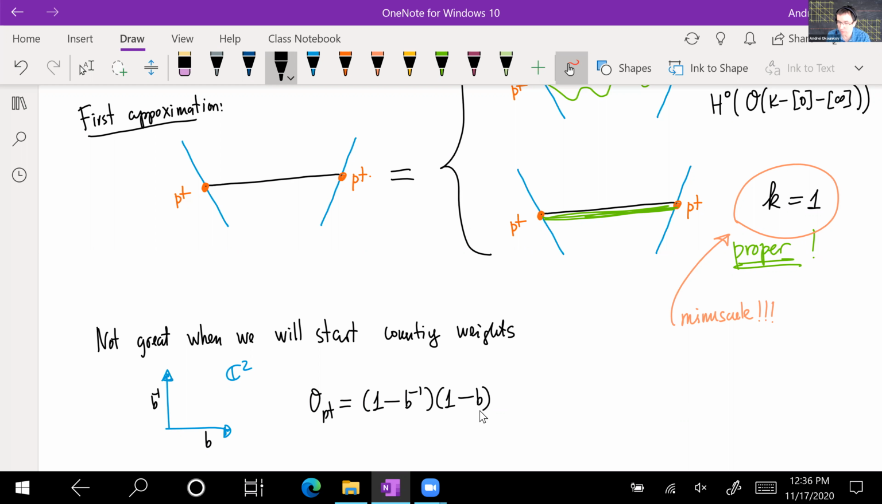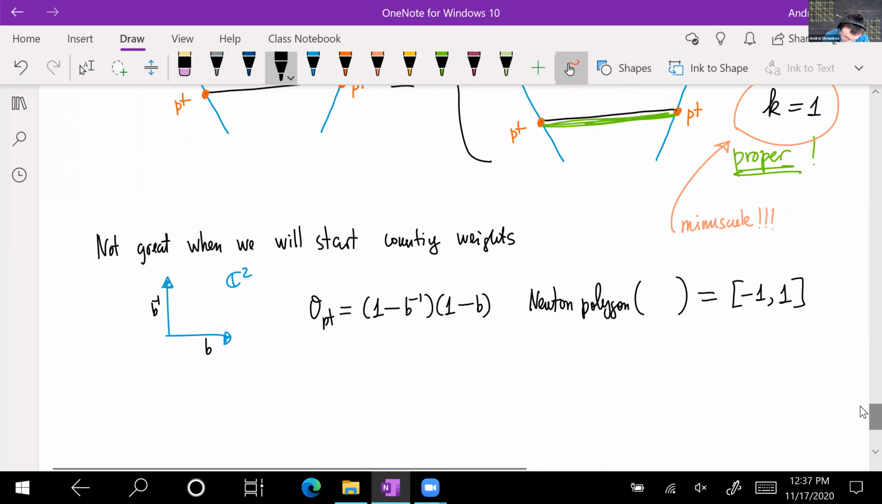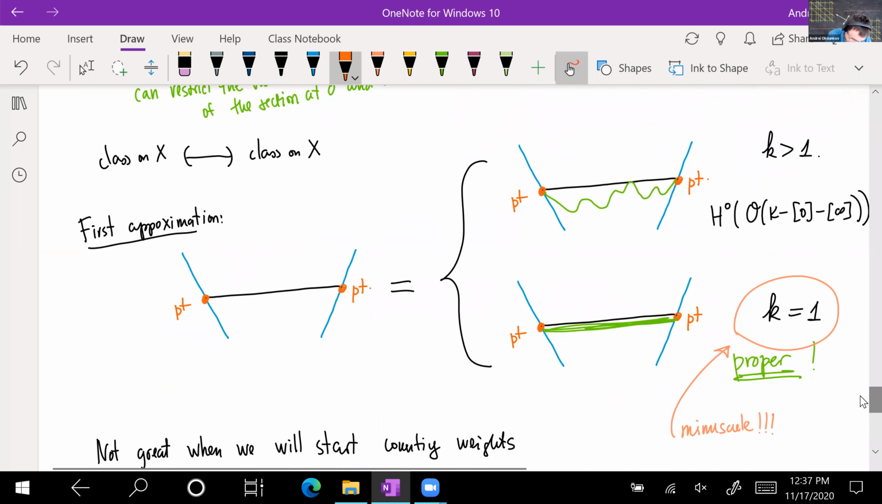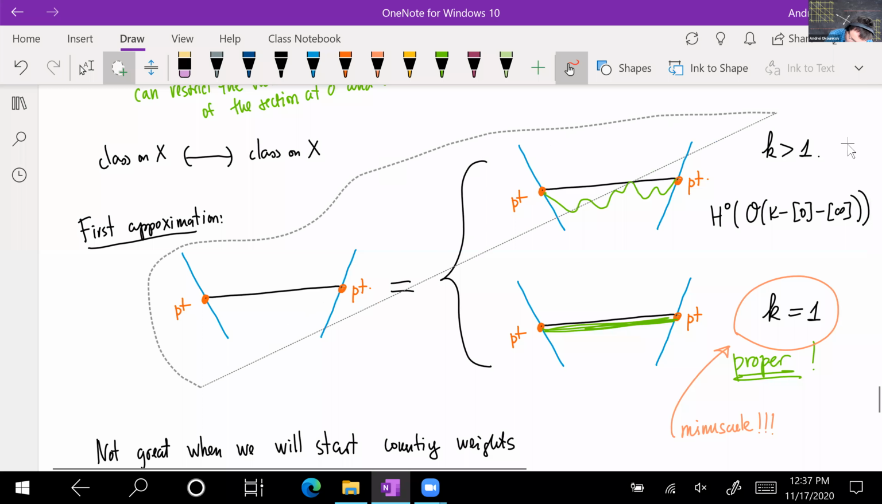So this means the Newton polygon of that goes from -1 to 1. And so this is about twice as much as we really need. So we can do better. And the way to do it better is to take this thing here.